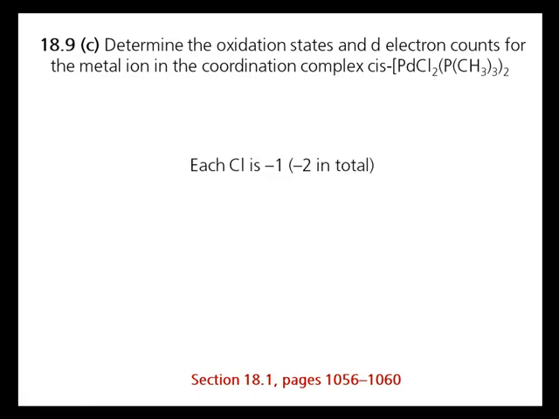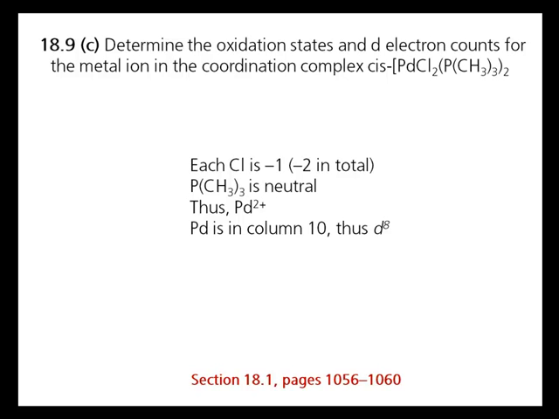In this palladium complex, we have 2 chlorine atoms, each at an oxidation state of -1, so -2 in total. Each trimethylphosphine is neutral, and so the palladium must have an oxidation state of +2. Palladium is in column 10 of the periodic table, so the neutral palladium atom would be s2d8. To make the palladium 2+ ion requires removing those 2 s electrons, and therefore that leaves a d8 configuration in a palladium 2+ ion. The proper name for this compound is cis-dichlorobis(trimethylphosphine)palladium(II).